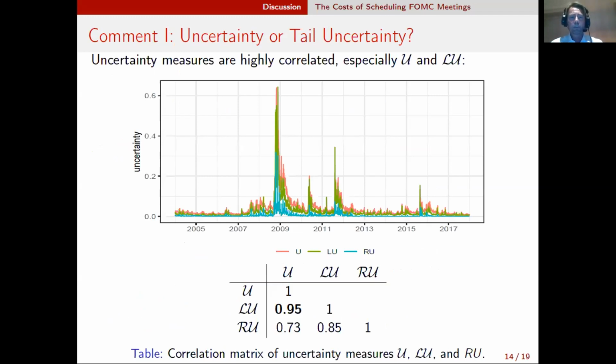The uncertainty measures that they produce are highly correlated, especially the overall uncertainty and left tail uncertainty. It's 95% correlated in the data that Heiner sent me. So really, these things move up and down together in lockstep, and there's very little information in left tail uncertainty that's not already contained in overall uncertainty. If anything, there's a really strong factor structure in the different uncertainty measures.